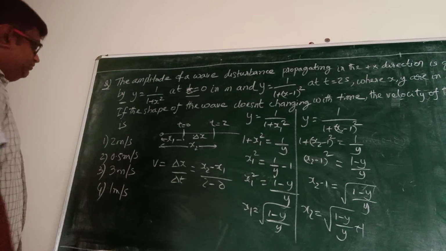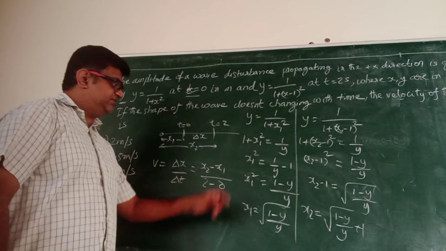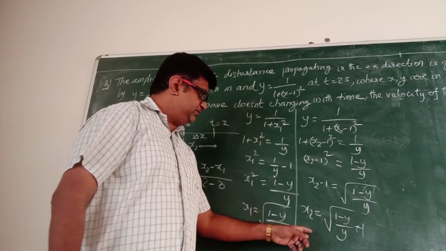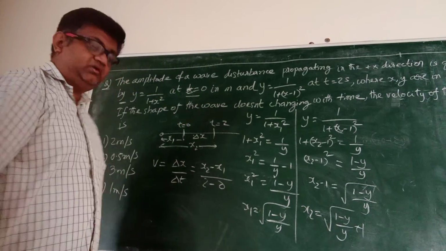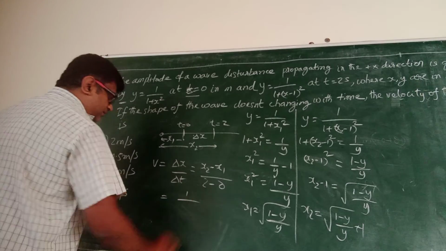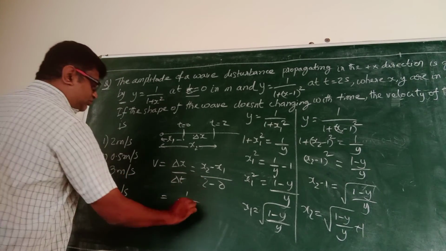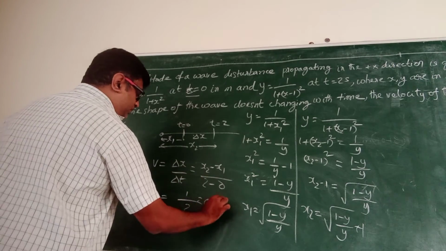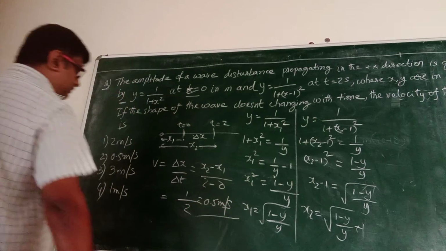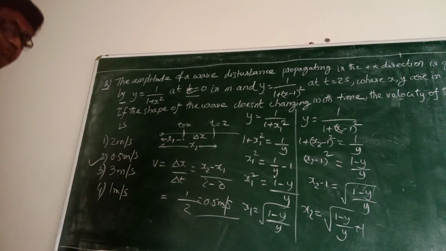Okay, so we need to find here delta x, x2 minus x1. When you do x2 minus x1, this term will be cancelled out, you will be left with only 1. So 2 minus 0 is 2, it is 0.5 meter per second. Option 2 is the right answer.